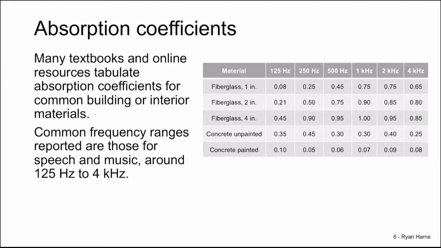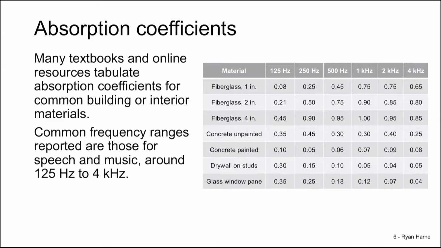Now concrete is a great barrier, since it is good to stop sound. Unpainted concrete, in fact, is also a good absorber of sound, since it is a porous material. The absorption coefficient of concrete is around 0.3 across the board in the octave bands. But if we paint the concrete, we cover over all of the pores that absorb sound, so the absorption coefficient of painted concrete is very low. In fact, it's similar to the absorption coefficient of drywall on studs.